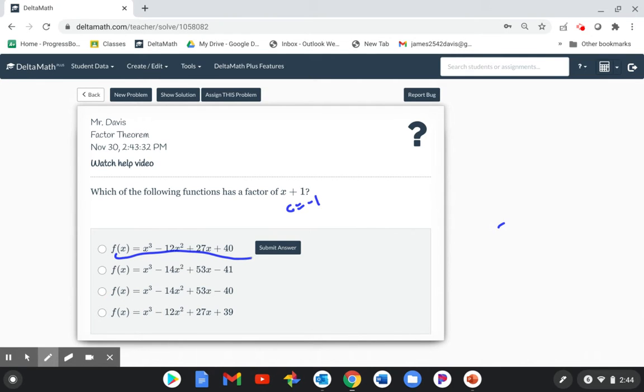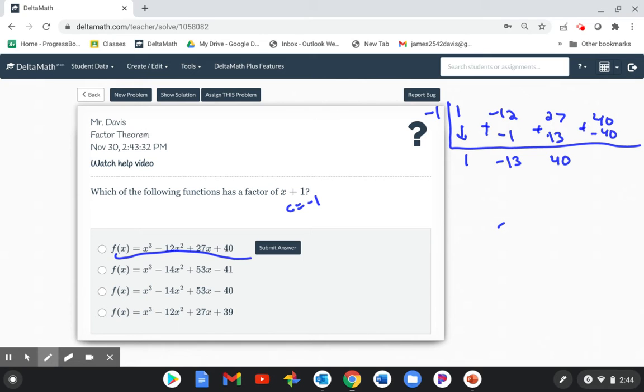Just double check. I believe all of these have every term, so you shouldn't need any placeholders. If you remember the last assignment, you had to put in placeholder zeros. I think all of these are just standard ones with no placeholders. So let's go ahead and start: 1, -12, 27, and 40. Outside is -1. Down the 1, -1, -13. You add those. Positive 13. Add those, we get 40. -1 times 40 is -40. Add those, and we get 0.